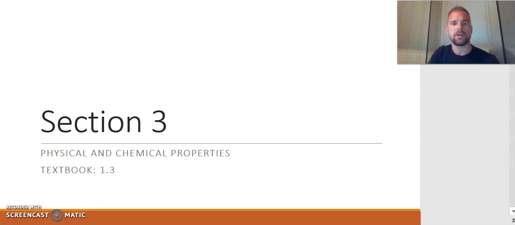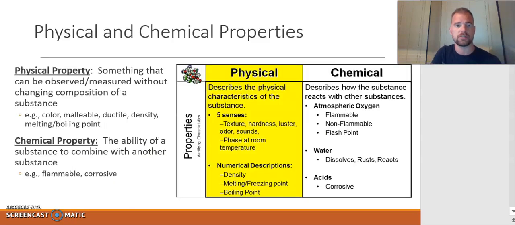So now that we know what matter is and how to classify it, let's talk about matter a little bit more and different ways we can describe it with physical and chemical properties. First of all, let's start off with properties. Before we get into the physical and the chemical properties, let's first talk about what a property even is. I like to tell students, think of properties as like the adjectives for your chemistry matter.